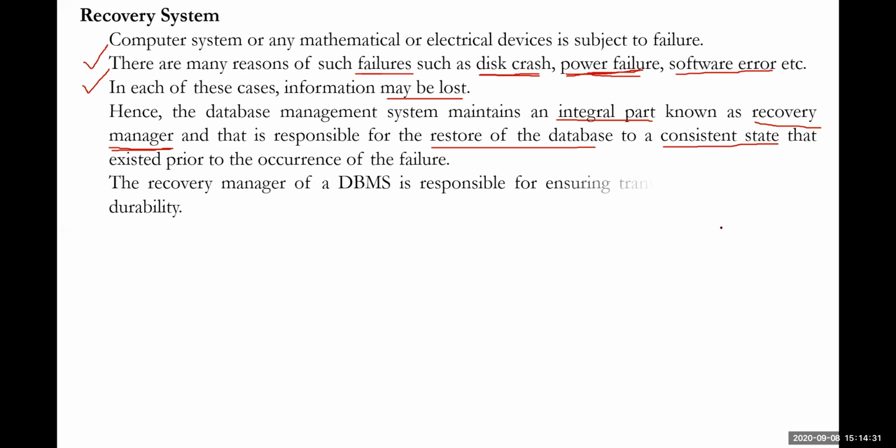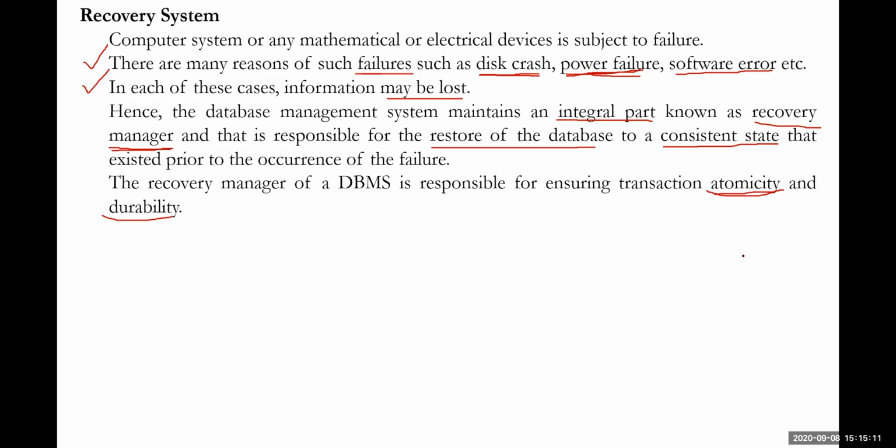Then, the recovery manager is also responsible for ensuring the transaction has atomicity and durability. Atomicity, we have already discussed. During execution of one particular transaction, no other transaction is interleaved with the first transaction. If any interleaving can happen, then atomicity could not be there. If interleaving cannot happen, then obviously atomicity has been followed by the transaction. That is the point which we learned during the discussion of atomicity.